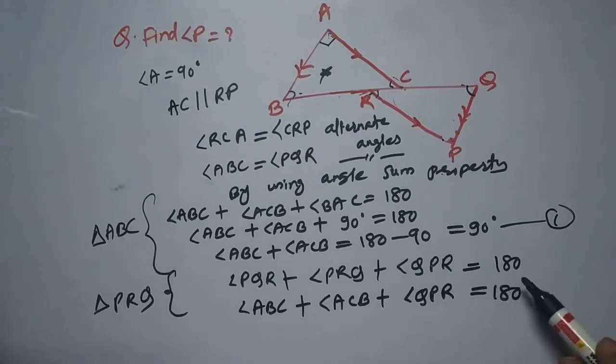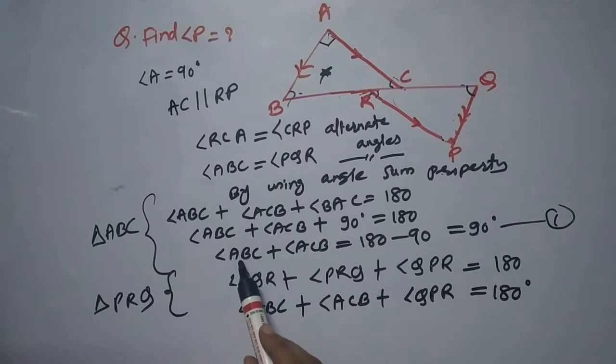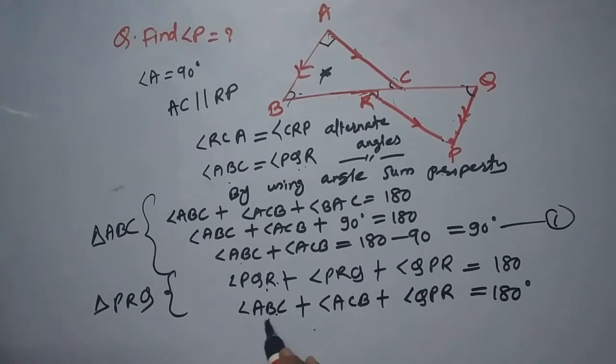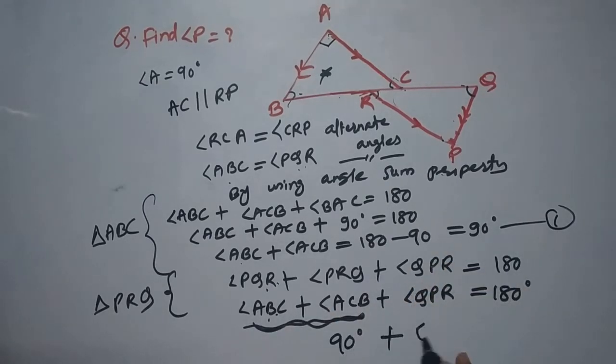Why I am writing like this? Because we know that angle ABC is equal to what? PQR. So I have exchanged this. In the same way, we have changed this angle with this angle. PRQ is equal to what? This one angle. So friends, now here you can write down, this is already we know, and the sum of these two is what? 90 degree. So plus QPR is equal to 180 degree.